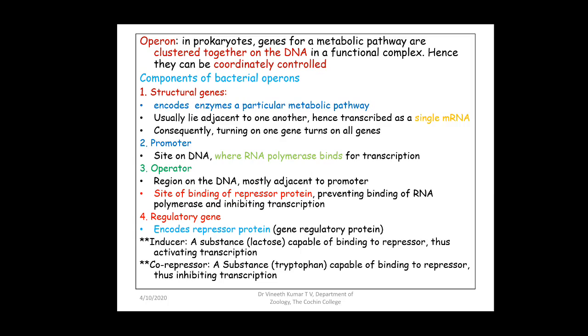For example, take the case of a particular enzyme in our body, lipase. Lipase is a digestive enzyme, and it is not produced every time in our digestive system. Whenever there is fat or lipid in our food, this lipase will act. At other times, lipase is not produced by the digestive cells. So the production of lipase is controlled. Only when lipid is present is that enzyme, which is a protein, produced.